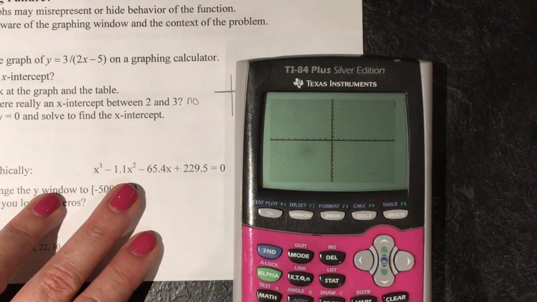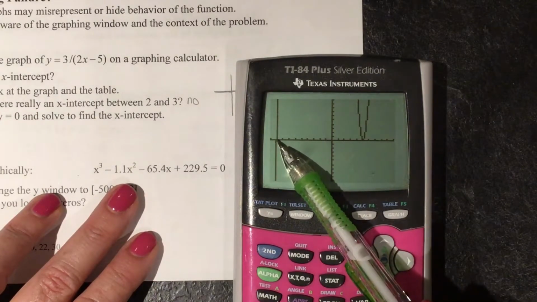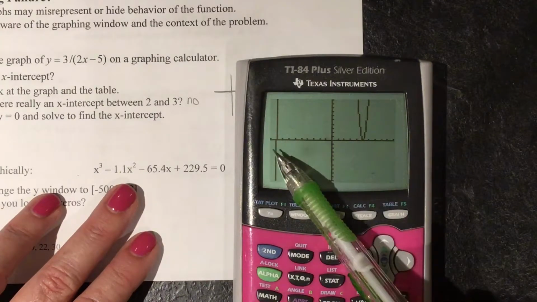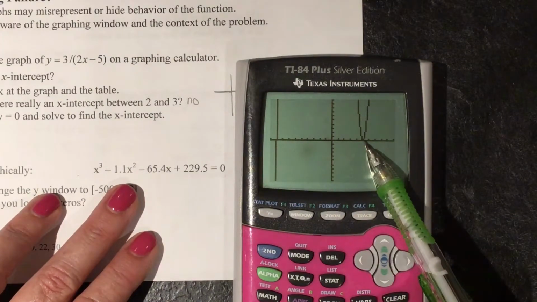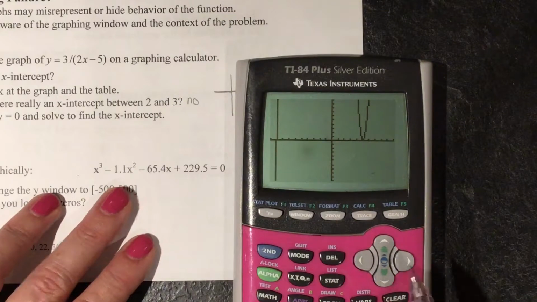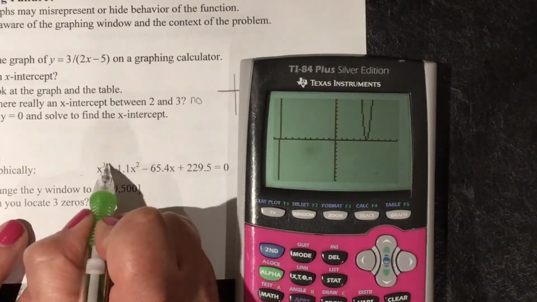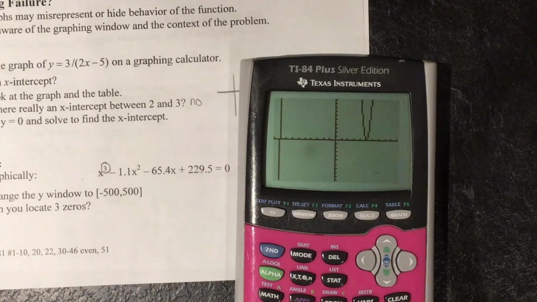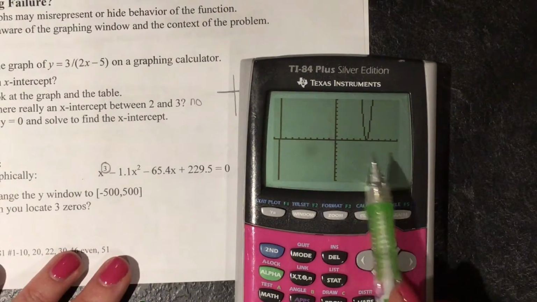I hit graph and I see that I definitely have some interesting information going on here. I definitely have a zero over here. If I zoom out, we would see the entirety of this graph. And just by looking with the naked eye, it looks like I have one zero right there. Because I have a cubic, I know that I have a maximum of 3 zeros, so we want to make sure that we're not missing any.